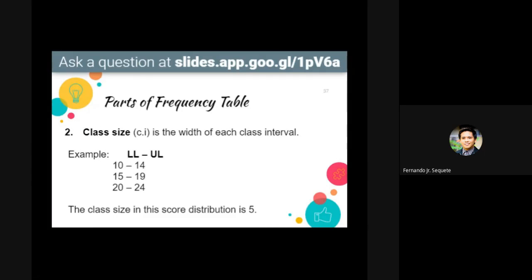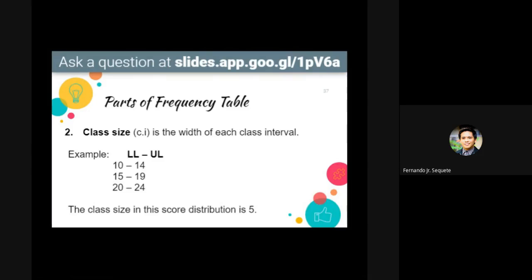The class size is the width of each class interval. So again, naka-mention na siyang interval, children. We all know, diba sinabi ko kanina, this one can be termed as interval or group. Okay? So pag sinasabing class size, children, that is the width of each class interval. Ibig sabihin, ang distance between 10 to 14, hindi difference. The class size in this distribution is 5.